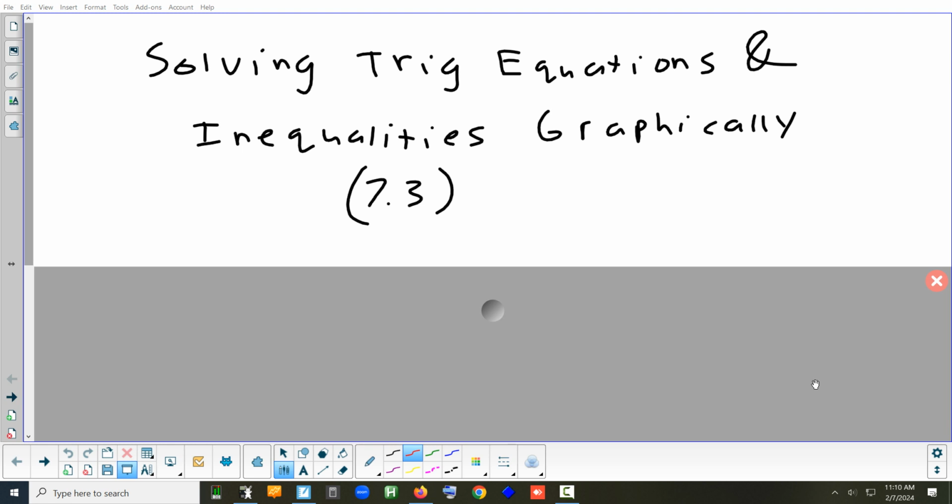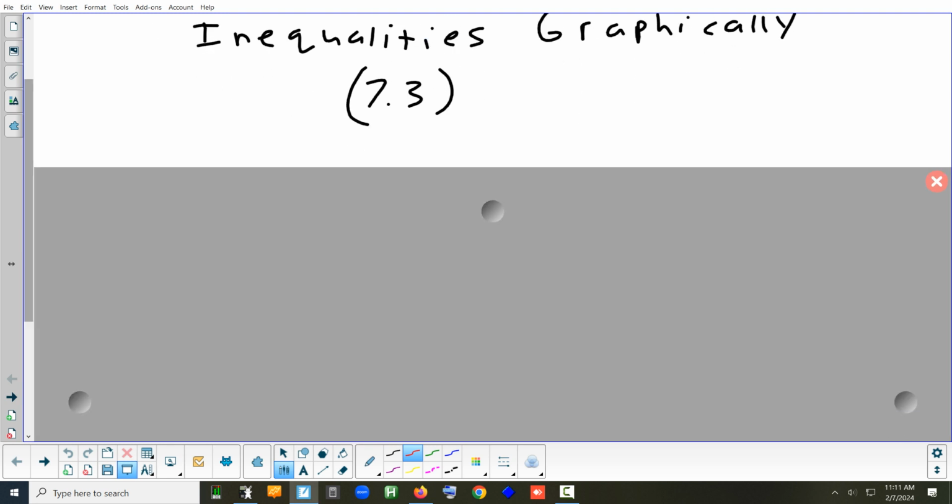The only downside to graphically is all your answers are decimals, because when you calculate an intersect, it is never exact. If they ask for exact answers, which in 7.6 they will, you have to do it algebraically. You cannot use the calculator like we're going to do today. All right, so let's see what's in the section.